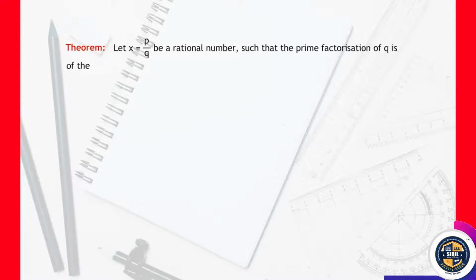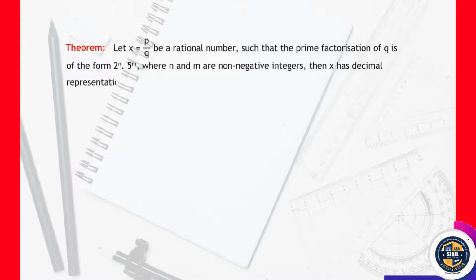Theorem. Let x is equal to p by q be a rational number, such that the prime factorization of q is of the form 2 raised to the power n into 5 raised to the power m, where n and m are non-negative integers, then x has decimal representation which terminates.